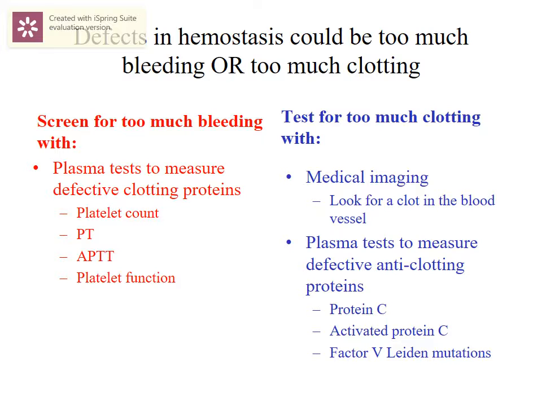Too much clotting is a different problem, equally important, if not more so. So medical imaging is important in screening for too much clotting because we're looking for actual presence of clots in blood vessels, or with plasma tests that measure defective anti-clotting proteins. So just like we have proteins that circulate to create clots, we have proteins that circulate to impede clotting, and these are protein C, activated protein C, and factor V Leiden mutations.